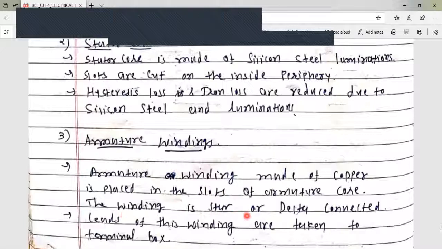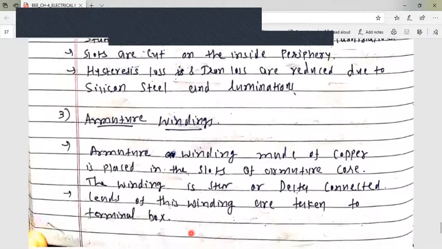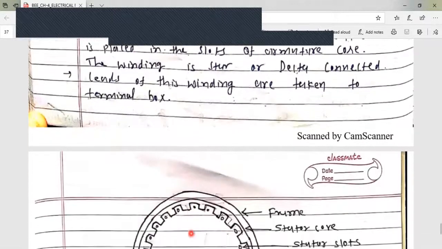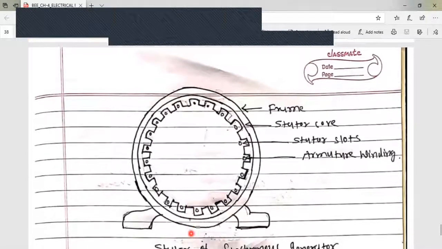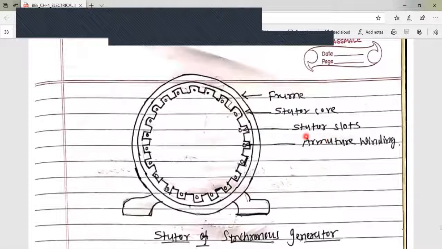This winding is star or delta connected. Leads of this winding are taken to the terminal joints. So these three are the main parts of the stator of a synchronous generator. Again I repeat: armature winding, stator slots and stator core. The frame is for the support. The stator core has slots inside its periphery, and in these stator slots are the armature windings.